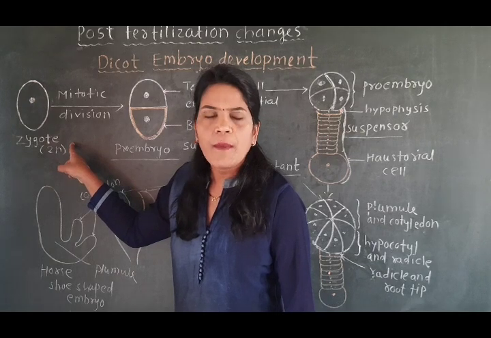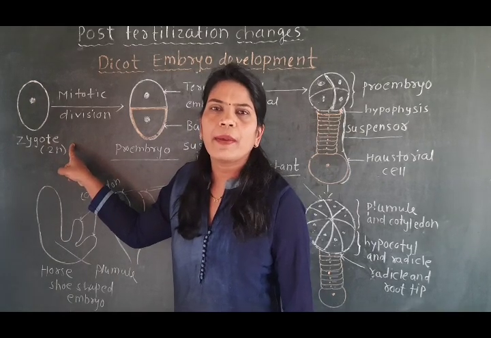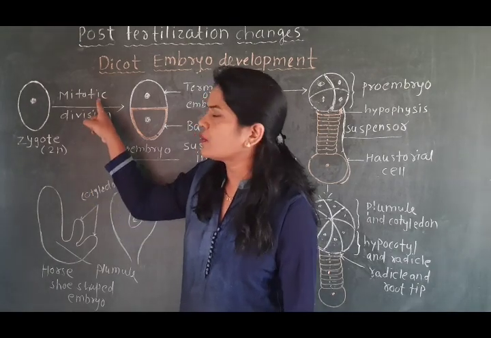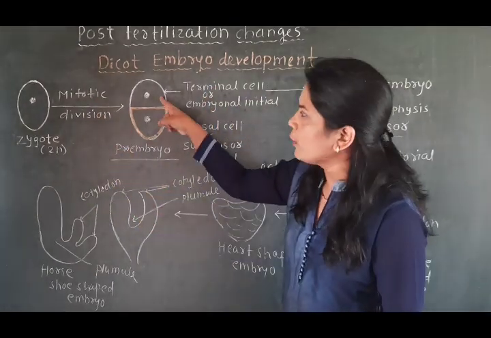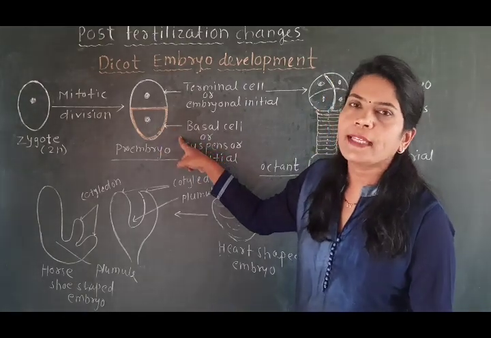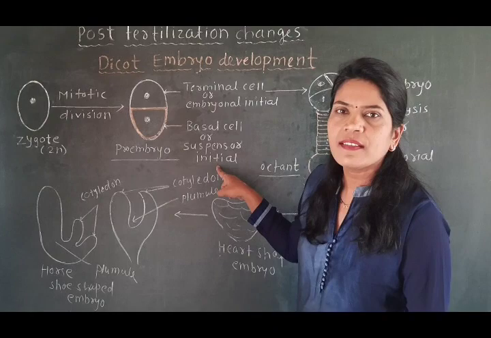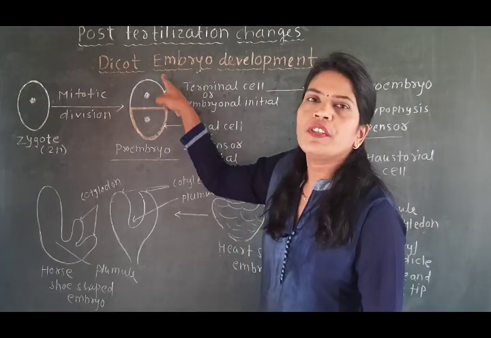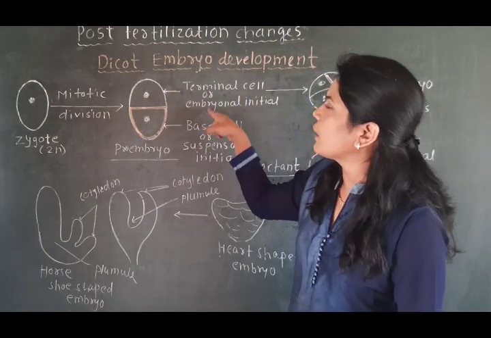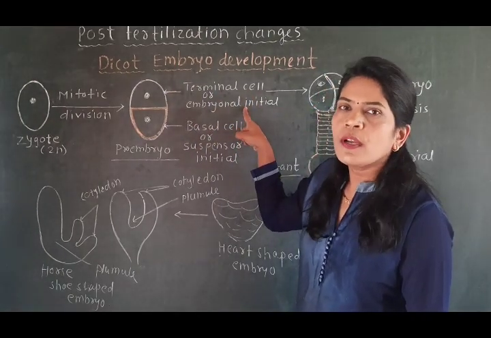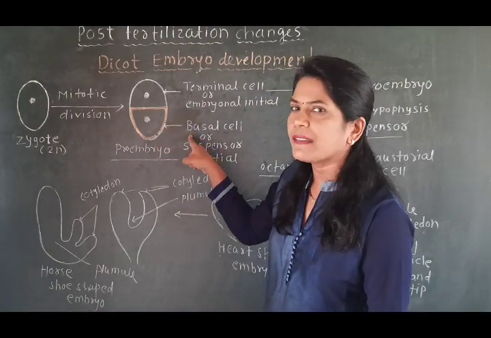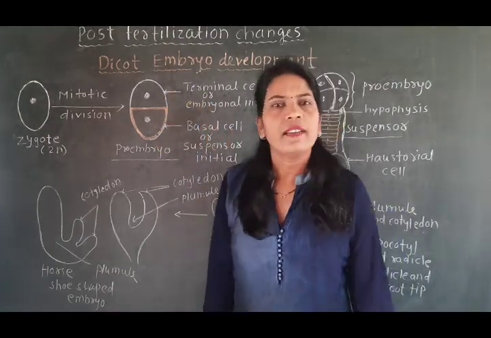The zygote, which is formed after the fusion of one male gamete with the egg, is diploid. This zygote undergoes mitotic division and forms a two-cell structure. The cell close to the micropyle is called the basal cell or suspensor initial. The cell close to the chalazal end is called the terminal cell or embryonal cell. In some reference books, the larger cell is called basal and the smaller one is called terminal.